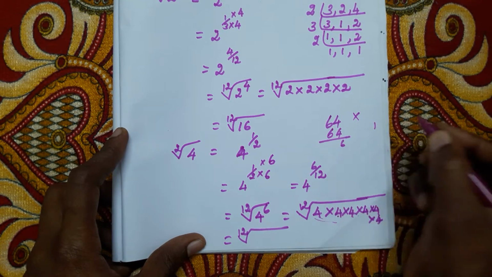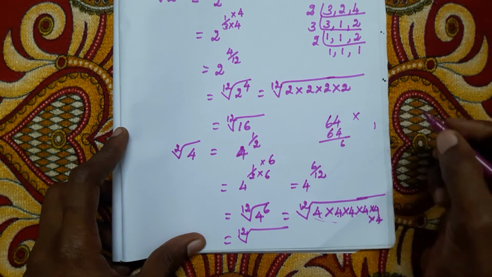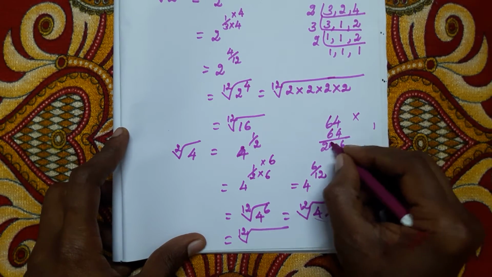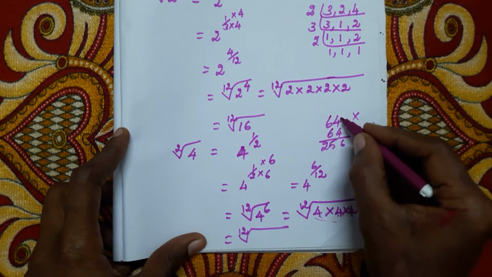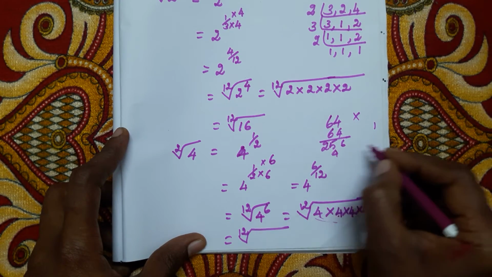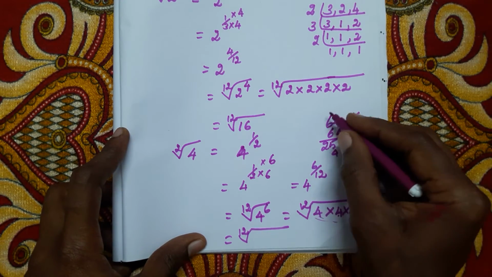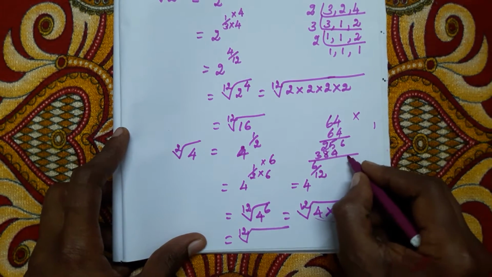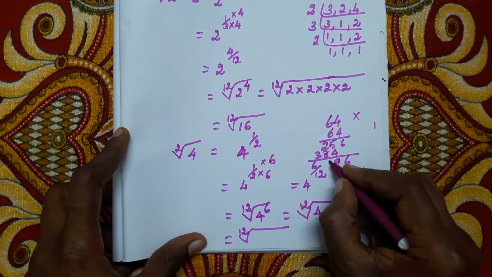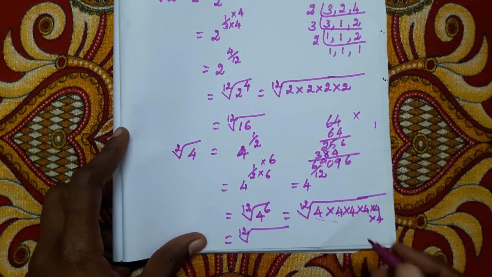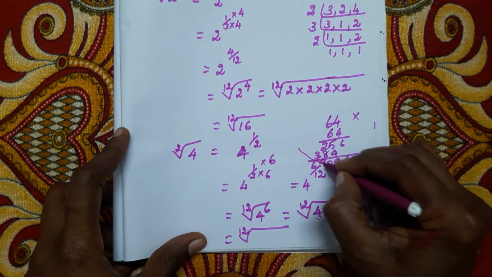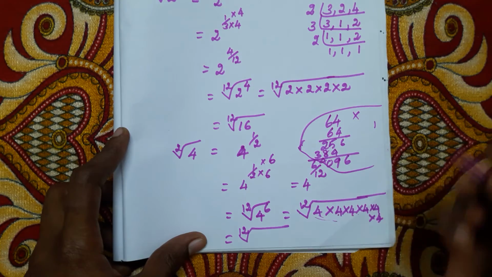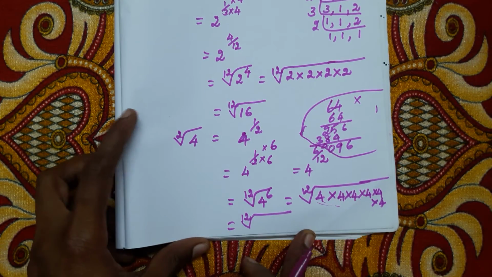4 4s are 16. 6 4s are 24, plus 2 balance, that is 256. Again 6 4s are 24, 2 balance, 6 6s are 36, 38. So 6, 9, 0, 4: 4096.